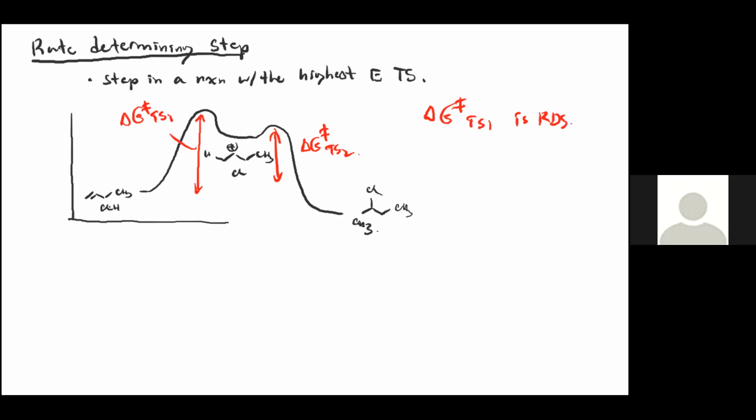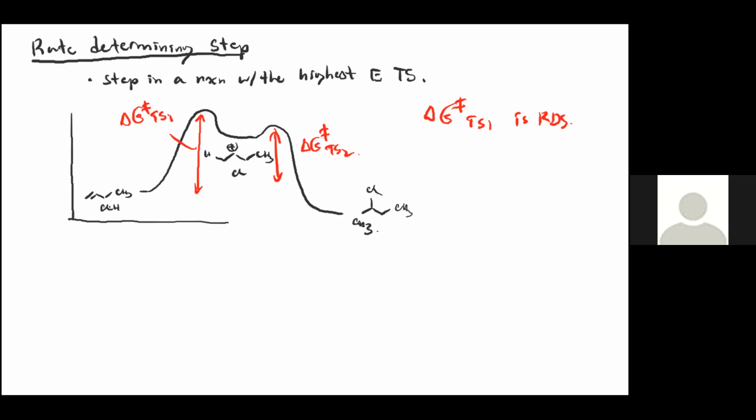And so what does that mean? Practically, it means that that energy is what determines the overall rate constant of the reaction. Because the delta G double dagger for TS2 is lower in energy, as soon as you form that carbocation intermediate, it is immediately consumed by chloride. It is consumed faster than it is formed, okay? And this has important implications for being able to detect intermediates. It's very difficult to detect carbocations because they are rapidly transformed to product.